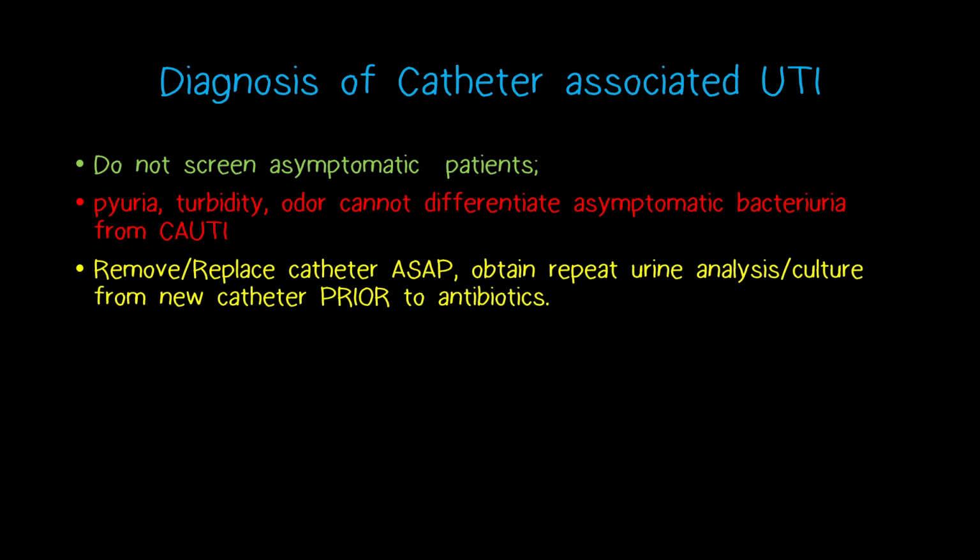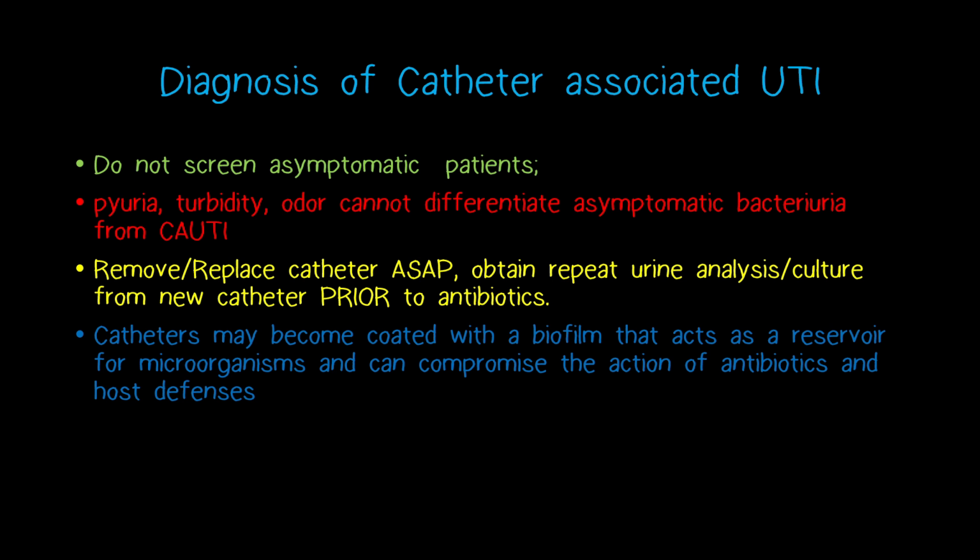And if someone suspects catheter-associated urinary tract infection, we need to remove or replace the catheter as soon as possible and obtain urine analysis and culture from the new catheter prior to initiation of antibiotics. Because the catheter may be coated with a biofilm that acts as a reservoir for microorganisms and can compromise the action of antibiotics, we need to remove it.